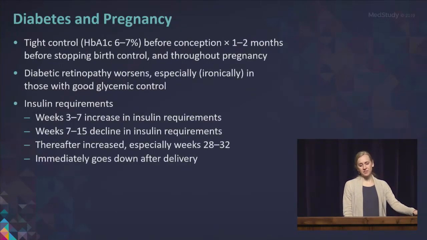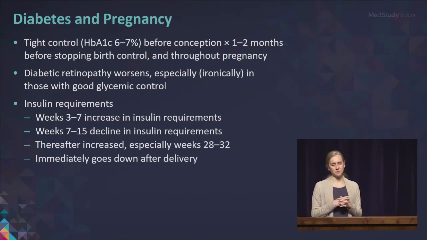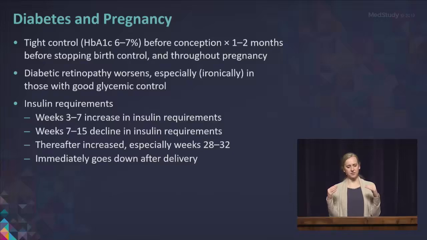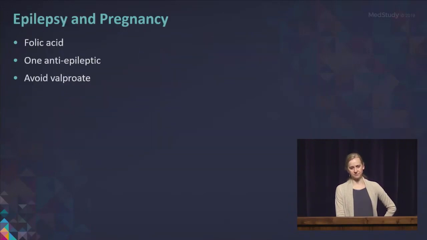For diabetes, we want their hemoglobin A1C to be normal before conception and have it stay normal for at least 2 months before stopping birth control and keep it there throughout pregnancy. Unfortunately, we can expect that the diabetic retinopathy will worsen and the insulin requirements change dramatically over the course of pregnancy. So you have an increase at the beginning of the first trimester, and then it goes down for a little bit from the first through the second, and then goes back up during weeks 28 to 32. So the patients really need to be very, very careful about monitoring their glucose and keeping their insulin properly titrated.